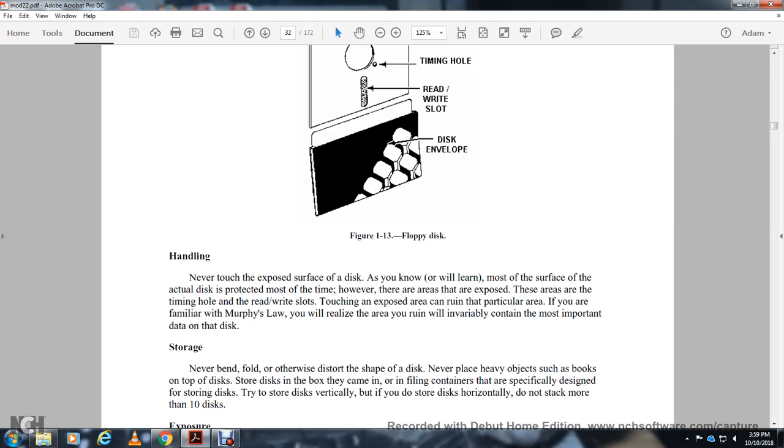Also, as you know, you will learn most of the surface of the actual disk is protected most of the time. However, the areas that are exposed, the areas of the timing hole and the read/write slot, will be affected by the touch of the exposed area. With a particular area, if you're familiar with Murphy's Law, you will realize the area you touch will invariably contain the most important data of the disk.